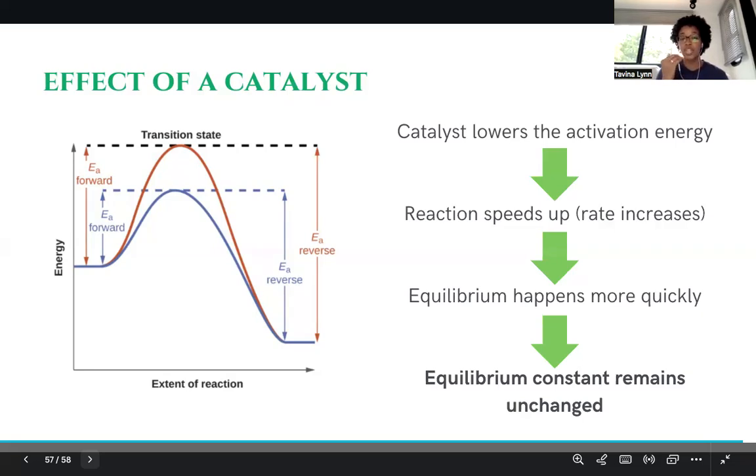What is changing is the activation barrier, right? And so as a result, addition of a catalyst does not change our equilibrium constant, even though it does increase our rate and results in equilibrium happening more quickly.